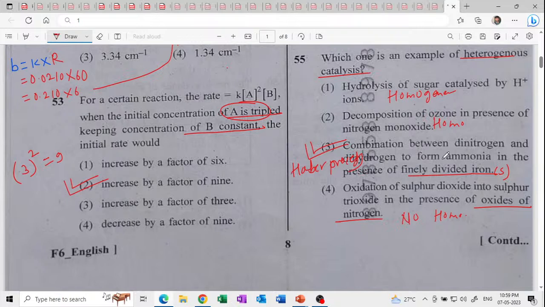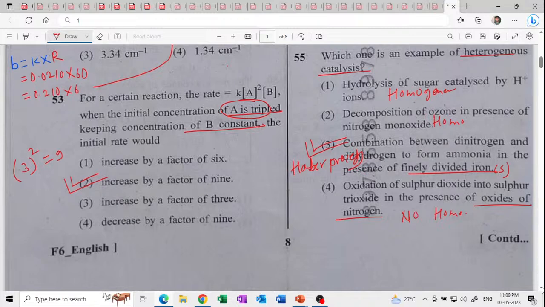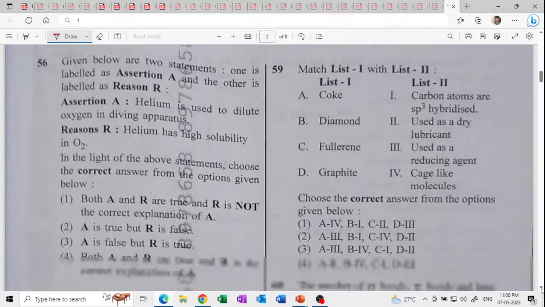Haber process is a heterogeneous catalysis, using finely divided iron. Get it? Next question. Given below are two statements, one labeled as assertion A and the other labeled as reason R.